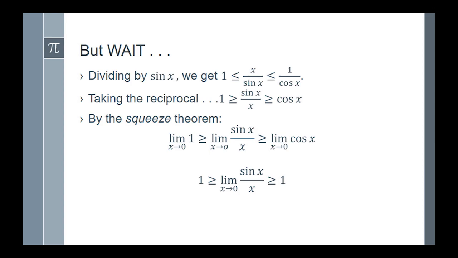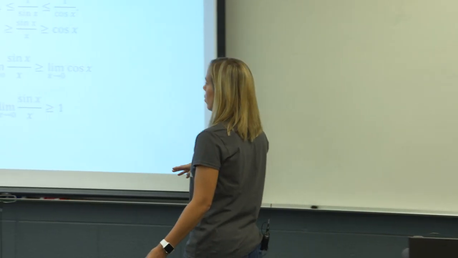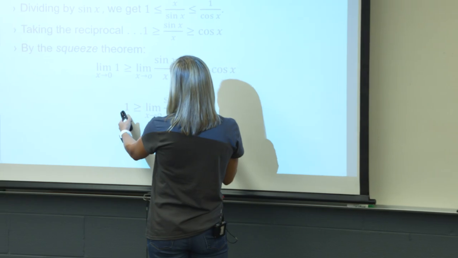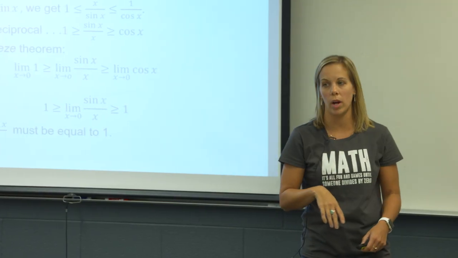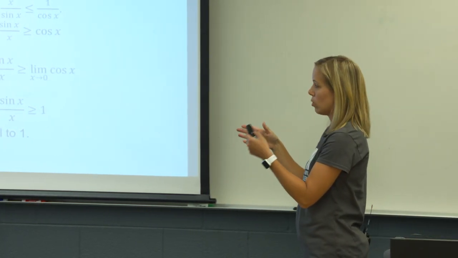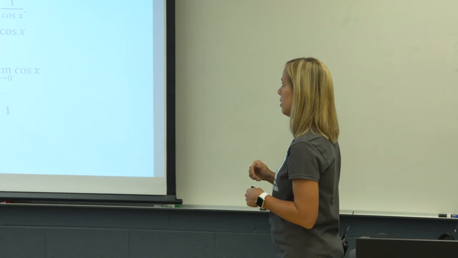So we have 1 has to be greater than or equal to this limit of sine x over x, which has to be greater than or equal to 1. So we have 1 on both sides. It has to be greater than or equal to it, so it has to also be equal to 1, because there's no other value in between 1 and 1 where sine of x over x can fit.